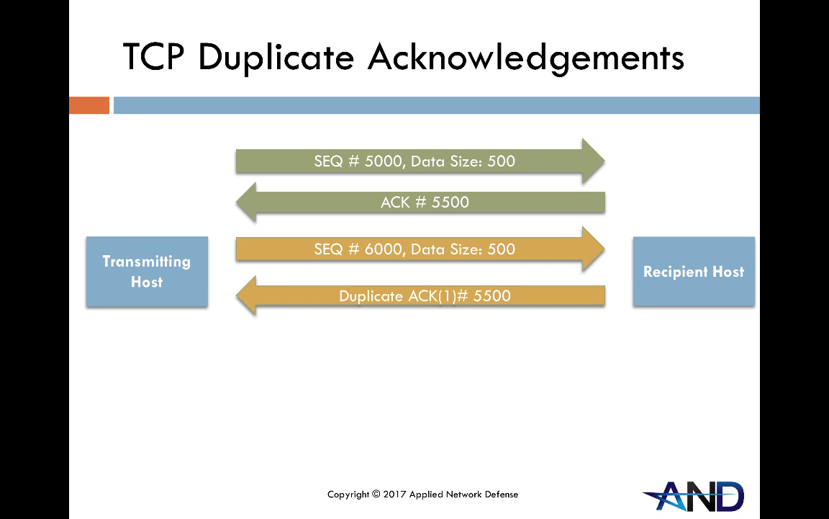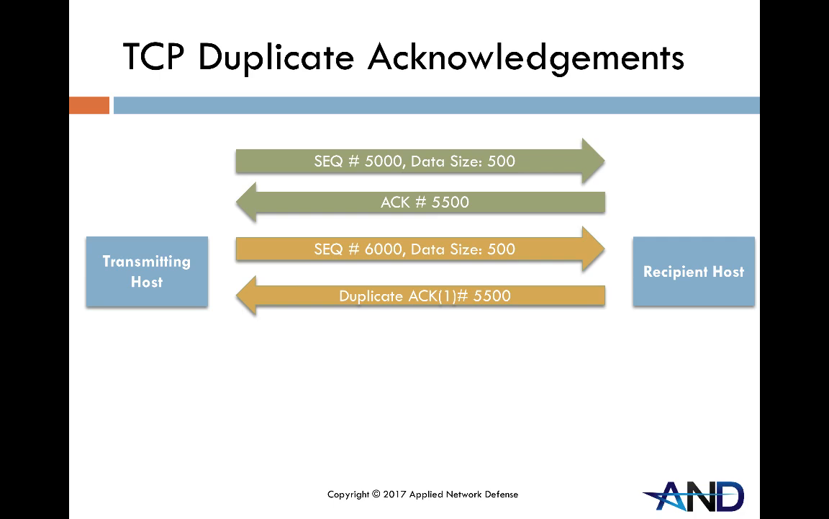So it's the acknowledgement with the number 5,500, just like what we see in packet 2, but in this case we're sending it again and sending it to the transmitting host in hopes that it will spur the transmitting host to resend the missing segment. So the transmitting host, when it receives a duplicate acknowledgement, will take that acknowledgement number and send whatever the next segment should have been, regardless of why it didn't make it to the recipient host.